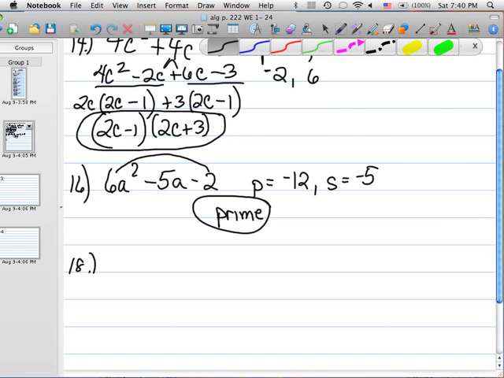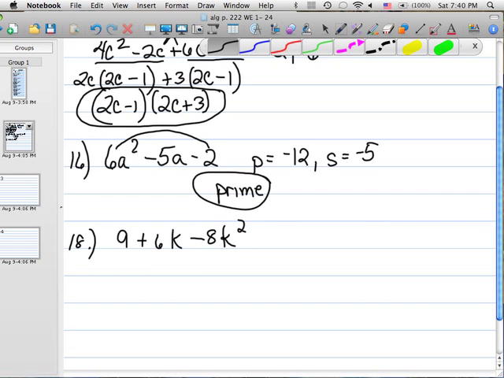Problem number 18. We have 9 plus 6k minus 8k squared. Okay, you can leave it in this order. The product is still going to be these two multiplied together. It's in increasing order. So as long as it's in order, you can work it this way too. Product is negative 72. The sum is positive 6.